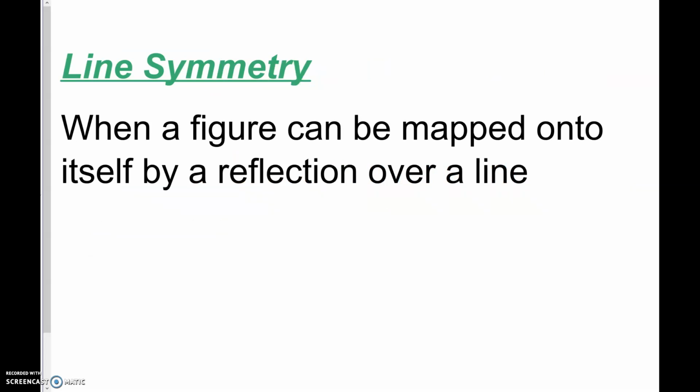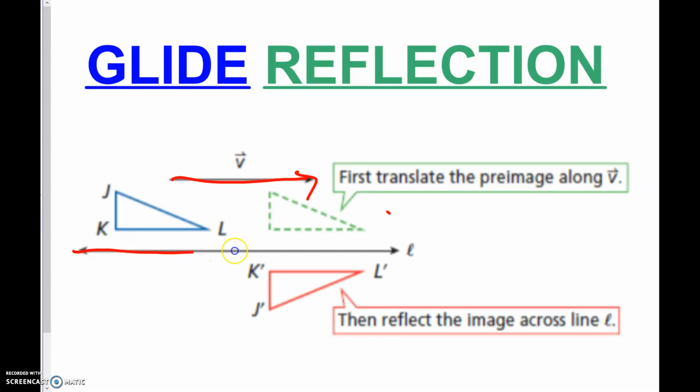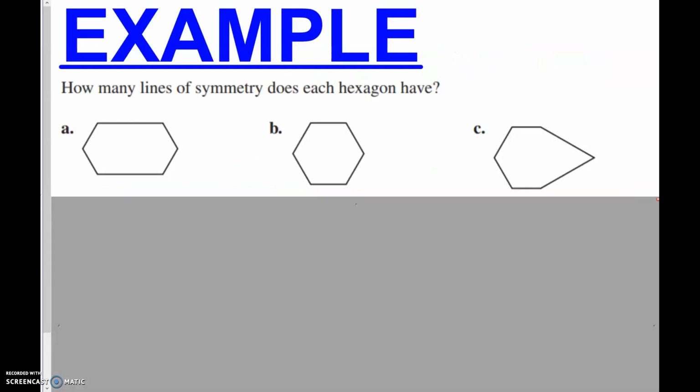When a figure can be mapped onto itself by a reflection over a line, that is called your line of symmetry. So when we go back here, this is our line of reflection. My apologies. This is your line of reflection. This line of symmetry is when you're in one figure.